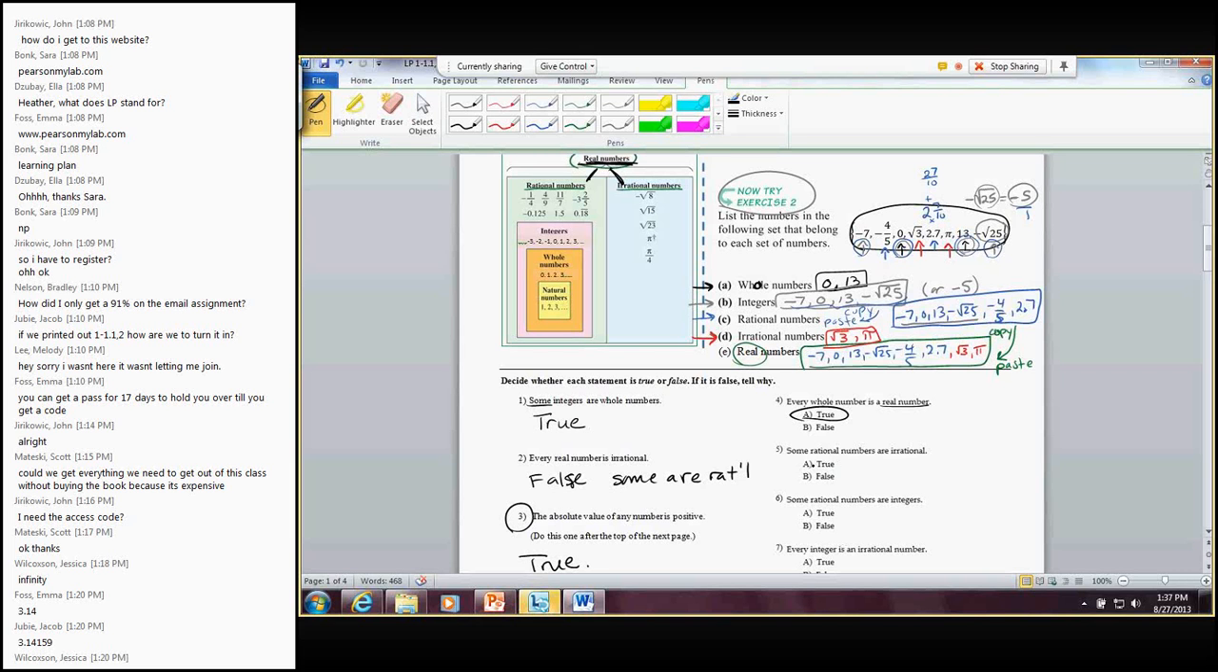Good. Sunny, why do you say false? I don't know if Sunny can talk. Try to be able to unmute yourself every day, and I know this is just the first week. Good, Sunny. Got it? Oh, yeah. Okay. Numbers can only be either one or the other, rational or irrational. Very good.